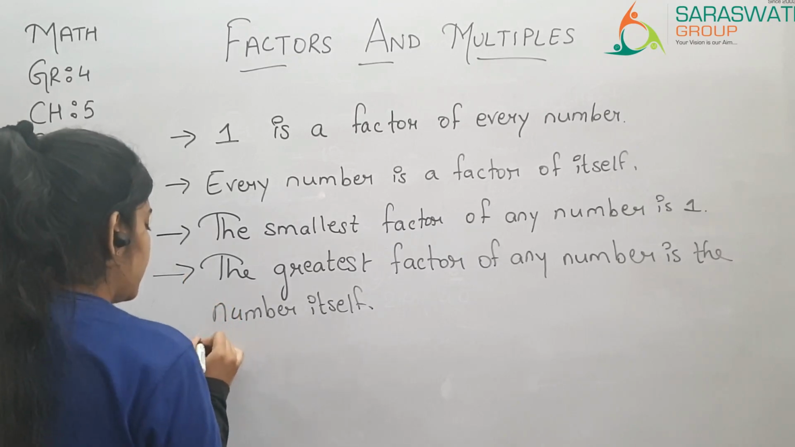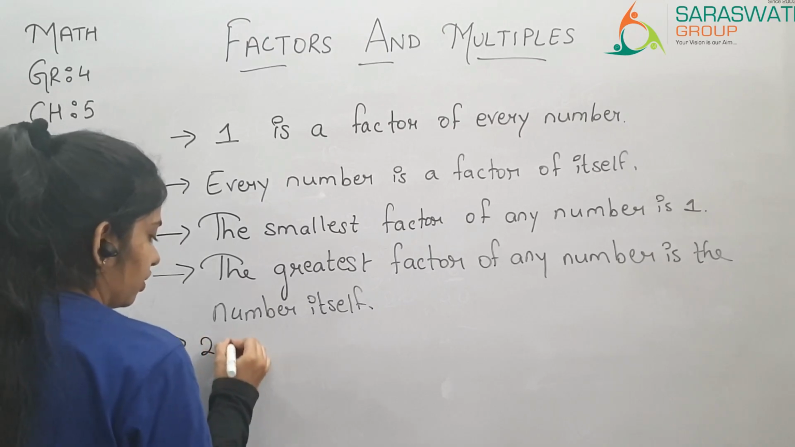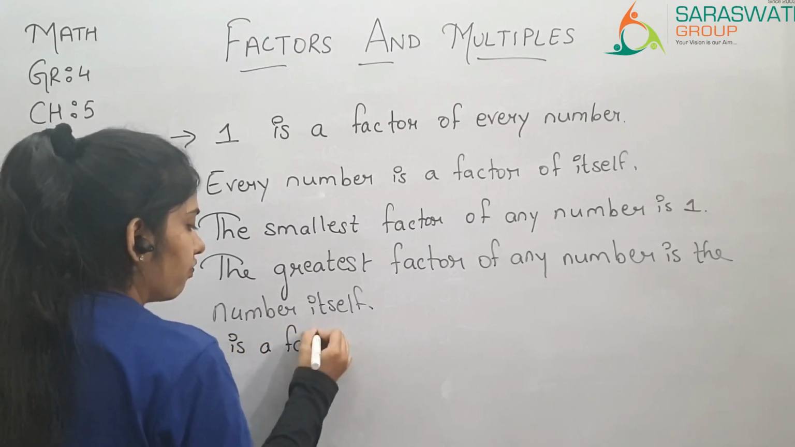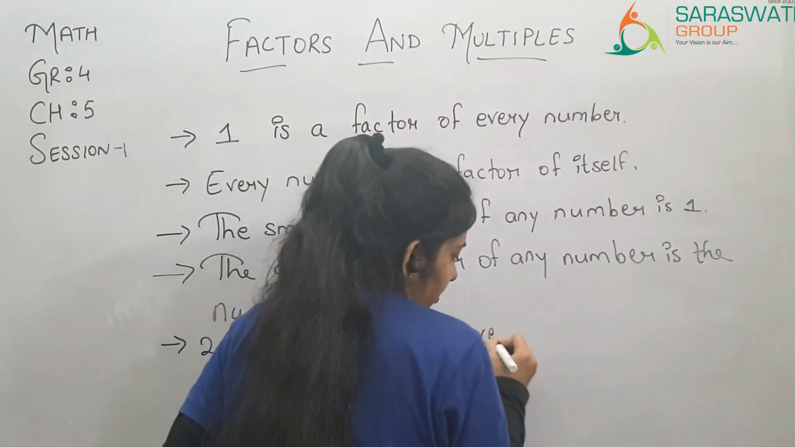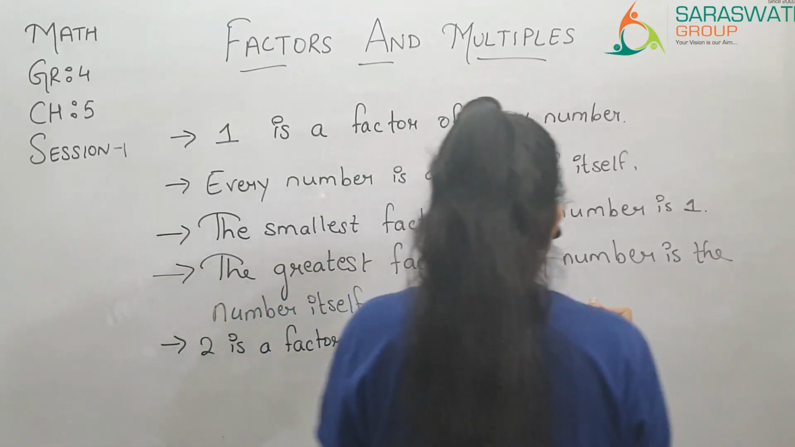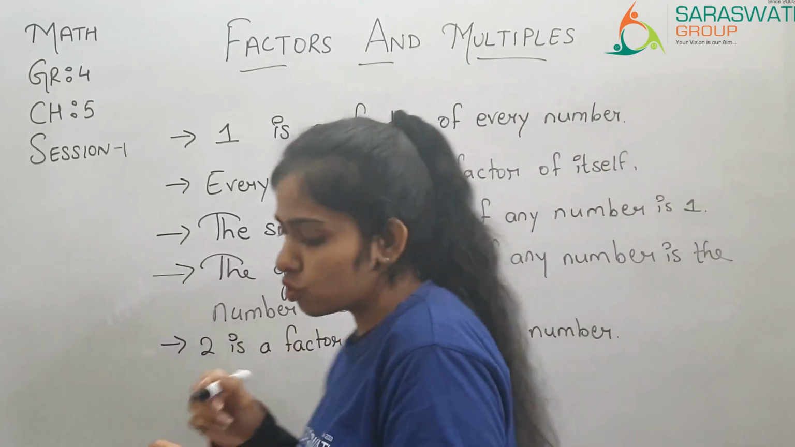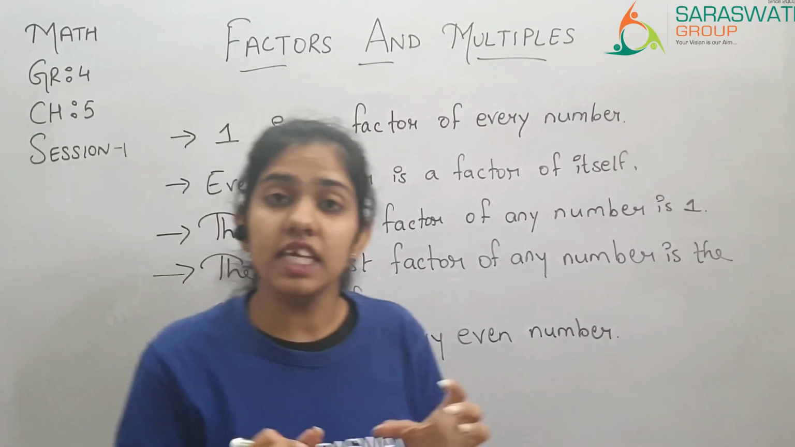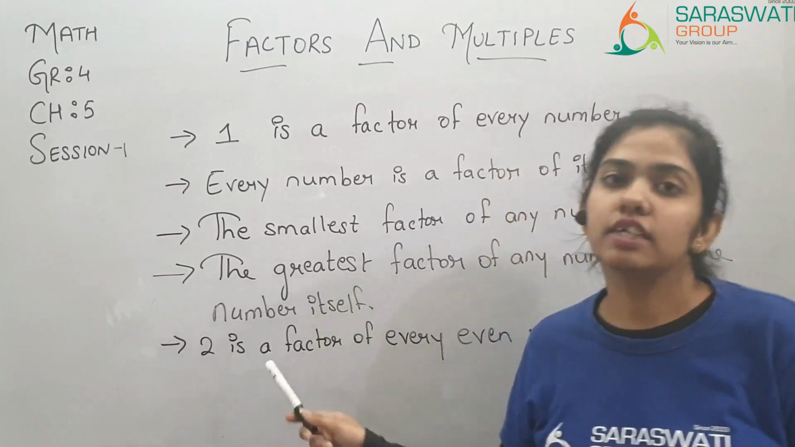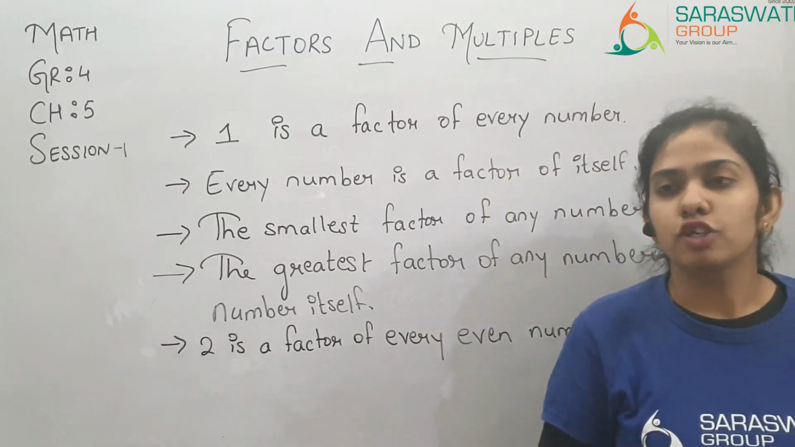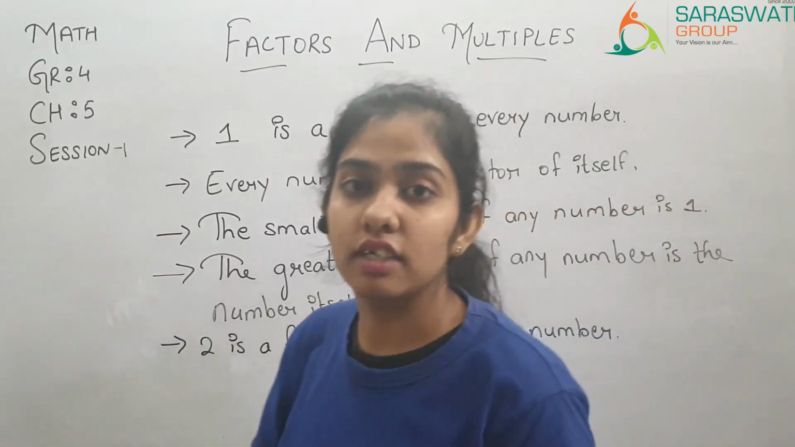One common point is that 2 is a factor of every even number. For example 2, 4, 6, 8, any even number, 2 will be a factor of that even number. Any even number, 2 is a factor of every even number.